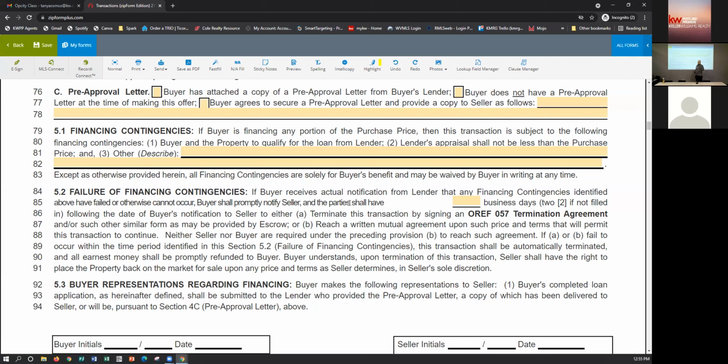So it automatically terminated last night, and that gave us leverage. We did keep the earnest money. They were going to get the earnest money back because they didn't want to take the $30,000. Why would it terminate if they can bring cash? They didn't say they could. They let it terminate; they could have said that at any point in time. They didn't reach a written mutual agreement upon such price and terms that will permit this transaction to close, and they didn't respond in the two business days. They just wanted an extension, and you guys didn't agree.